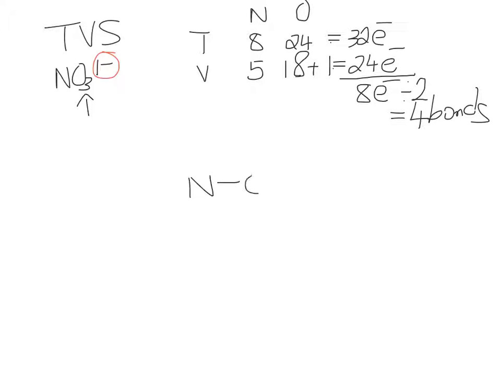Nitrogen is our central atom. We only have 3 atoms. So because we've got 4 bonds, one of them has to be a double bond. So we know we've got 4 bonds in our structure. So 2, 4, 6, 8. I've used 8 electrons. I had 24. So now I have 16 electrons left.